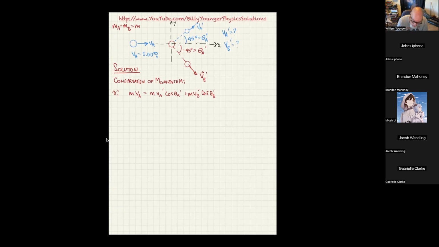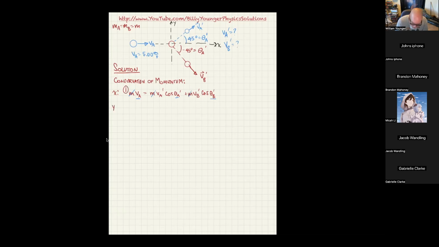What I want to do is just reiterate exactly which things we know. So I know that one, I know that one, and I know that one, but I do not know VA prime or VB prime. In fact, I can divide through by m and all those m's disappear. I'm going to call this version equation 1. So here's equation 1 right here.